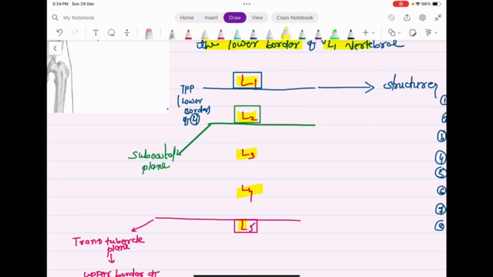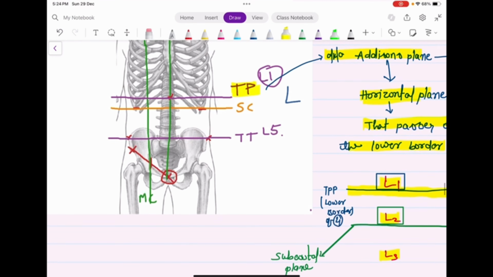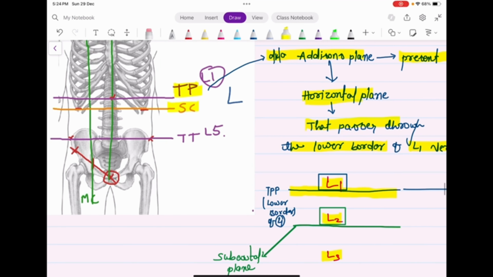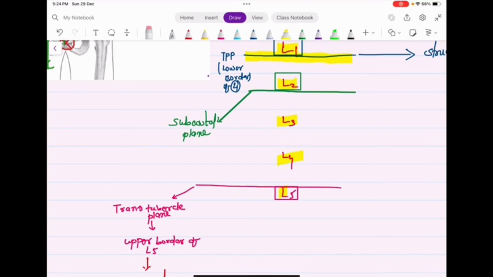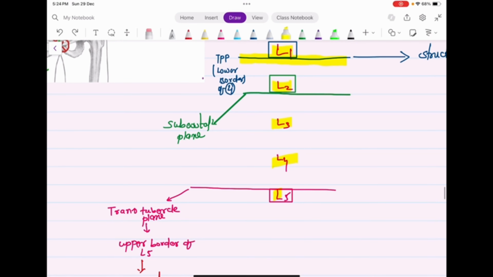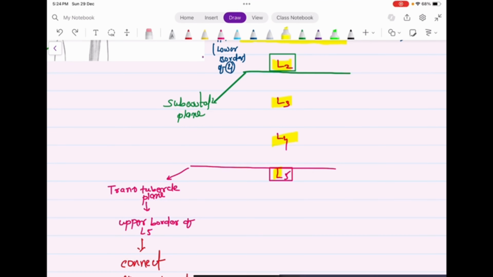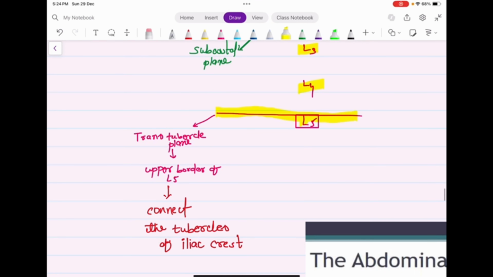The transpyloric plane passes through the lower border of the L1 vertebra, and the subcostal plane, see here, this is the subcostal plane, which passes through the lower border of the L2 vertebra. Next, the transtubercular plane passes through the upper border of the L5 vertebra.